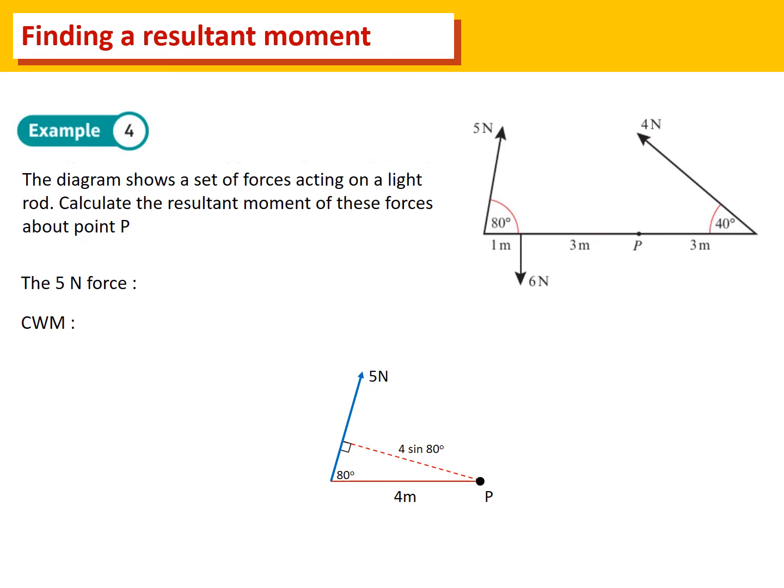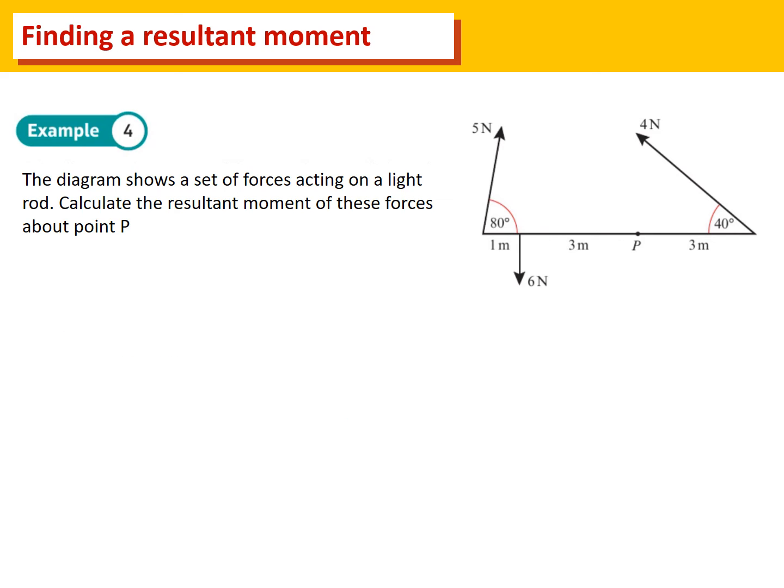So we mark on the distance, and that distance is 4 sine 80, which means the total clockwise moment from that 5 Newton force is 5 newtons times 4 sine 80, and that works out as 19.69, etc. Newton meters. There's one more force, and that's the 4 Newton force.